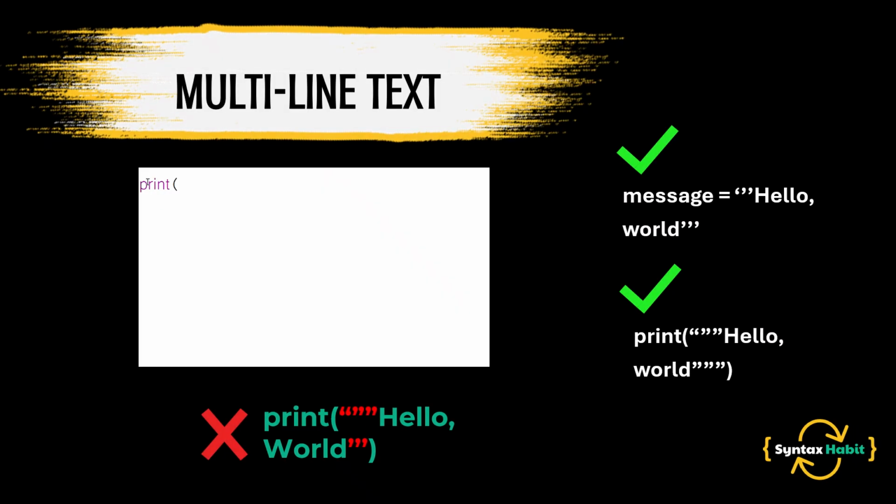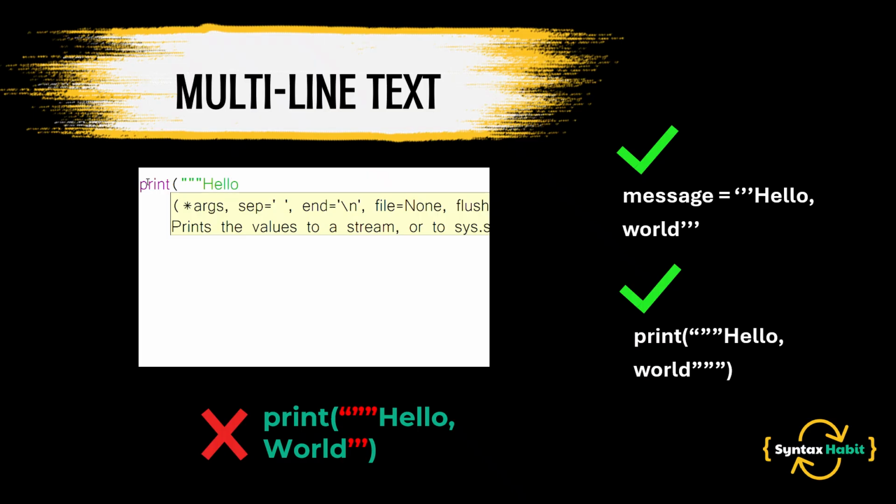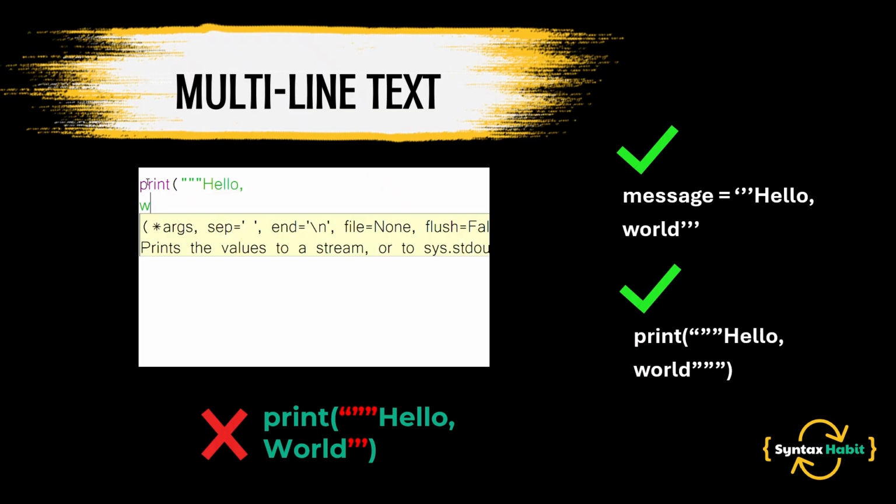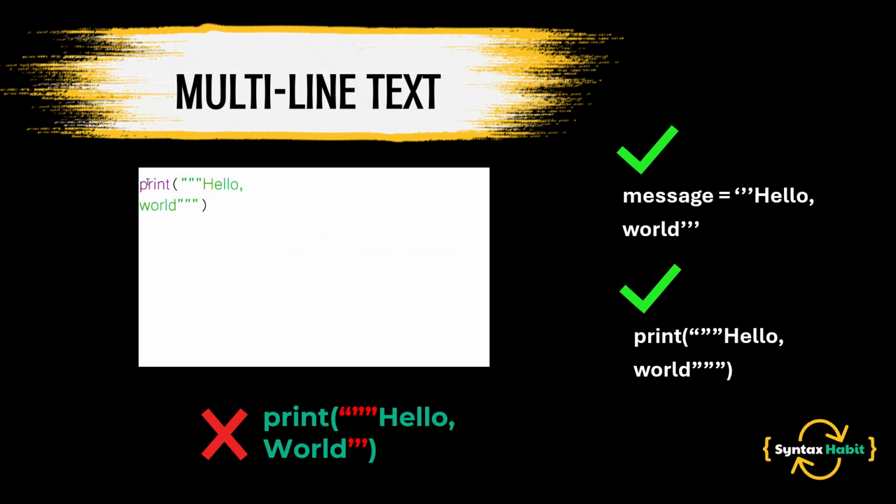Sometimes we need to work with text that spans multiple lines, such as poems, for example. In Python, there are 2 common ways to do this. One way is to use triple quotes. When using triple quotes, it is important to make sure that the opening and closing quotes match.